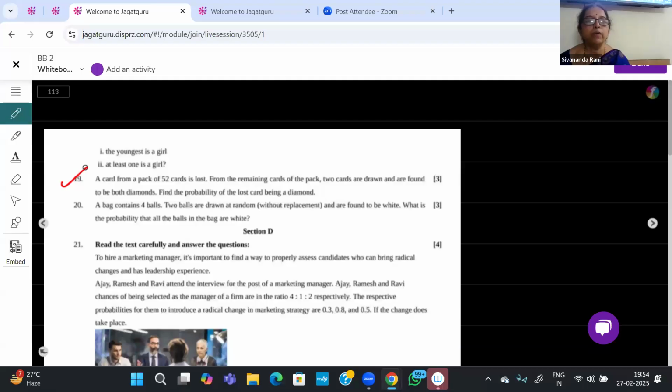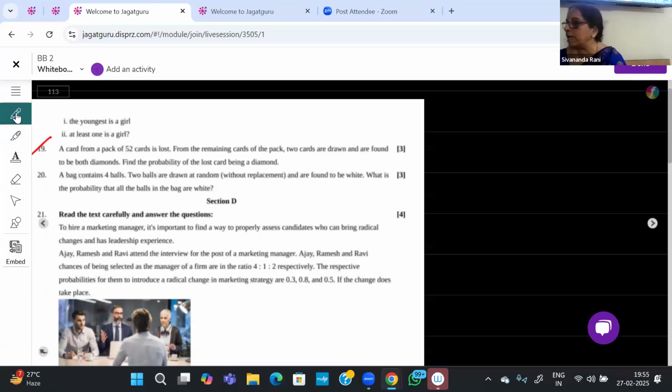A card from a pack of 52 cards is lost. From the remaining cards of the pack, 2 cards are drawn and are found to be both diamonds. Find the probability that the lost card was a diamond. We'll do 19 and 20 and test whether you have understood. Okay, so let us find out what he wants.